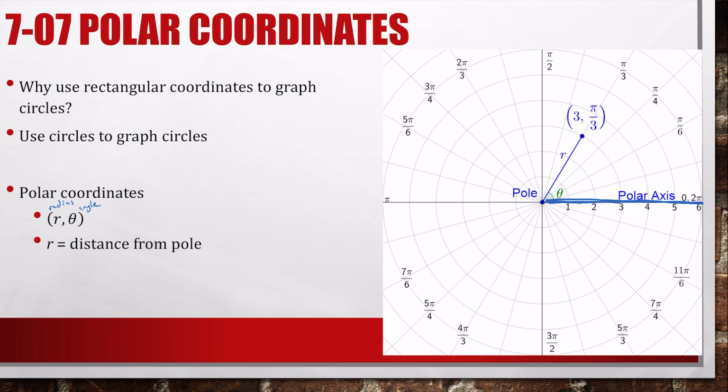So r is the distance from the pole. Theta is the angle counterclockwise from the polar axis. So for the point (3, pi over 3), the angle is pi over 3, which are usually labeled, and it's the third ring out. So it's (r, theta).